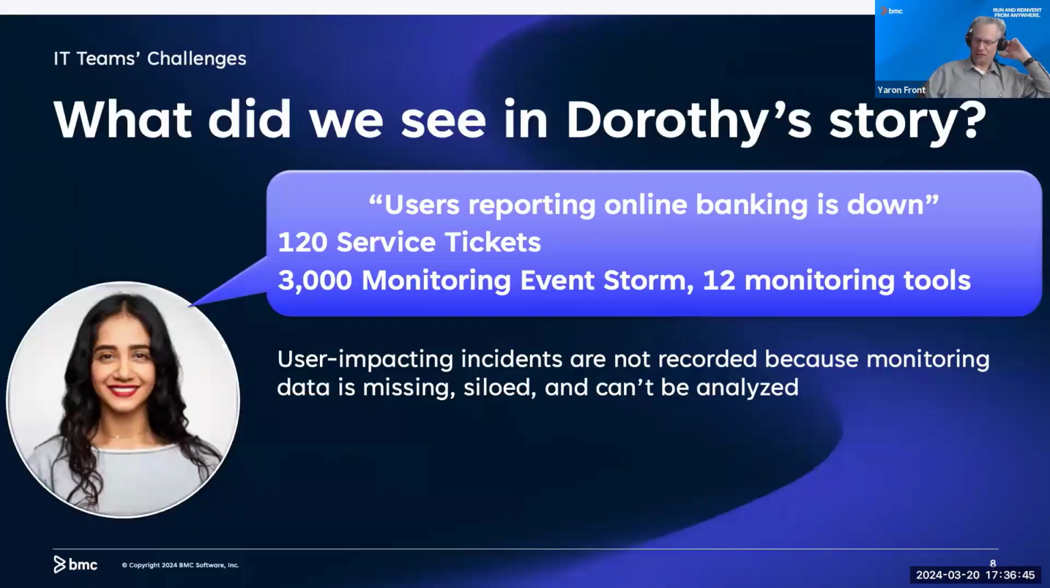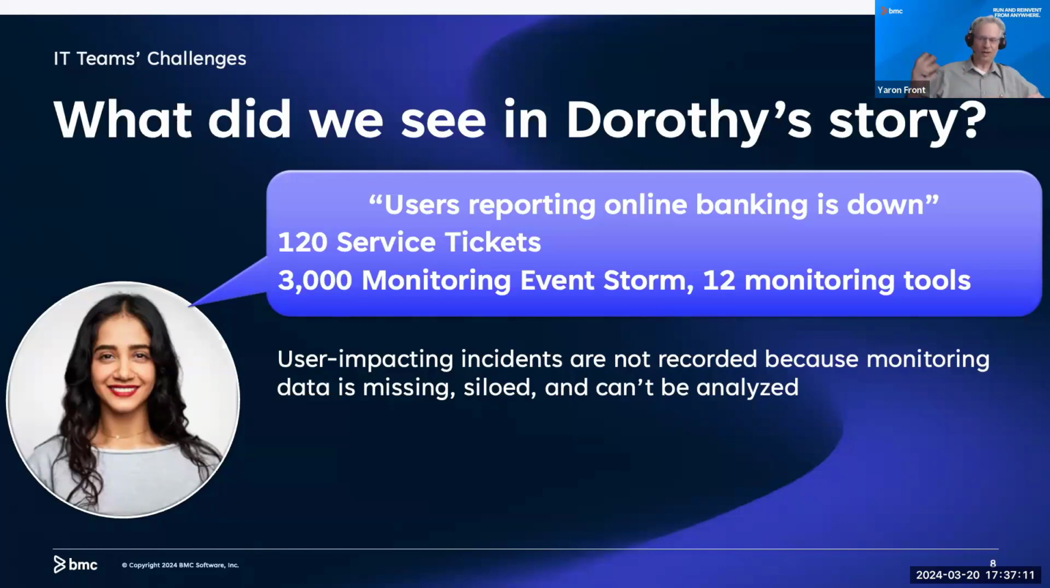So what do we actually see in the story? So why do I like telling the story? In different versions, I've heard it many dozens of times from different people in our industry, in IT operations management and in IT service management. And the first thing we saw is that users are reporting online banking is down.